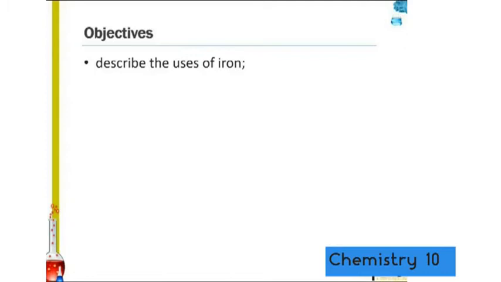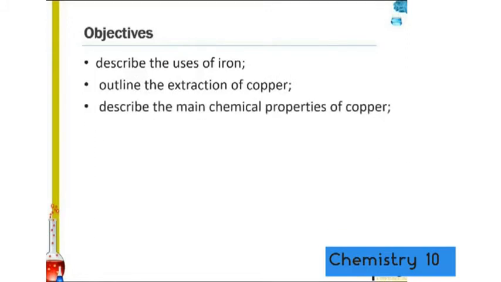Furthermore, you should also be able to describe the uses of iron and outline the extraction of copper, while being able to describe the main chemical properties of copper and describe its uses.